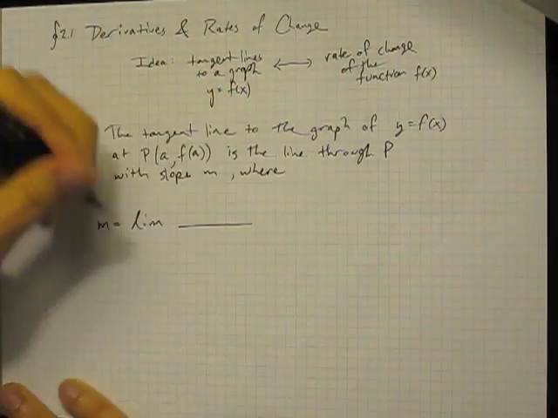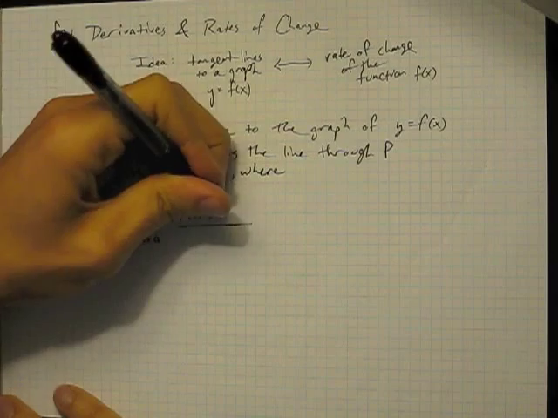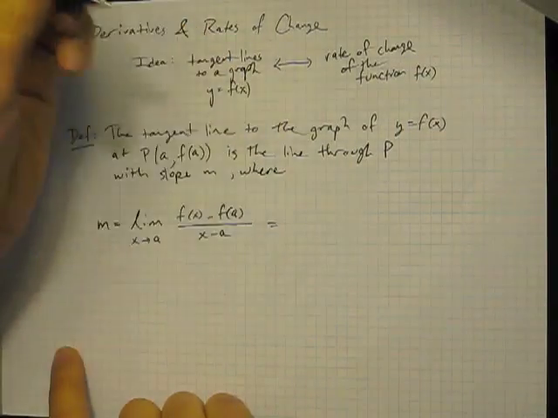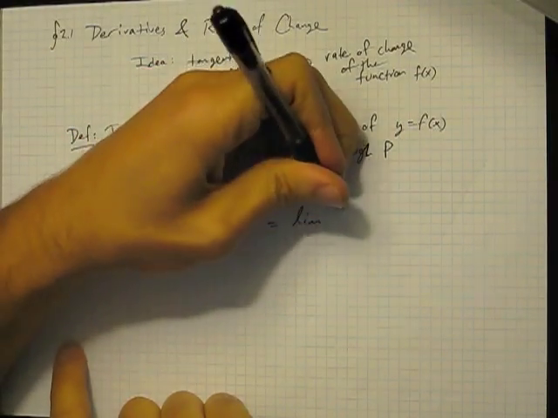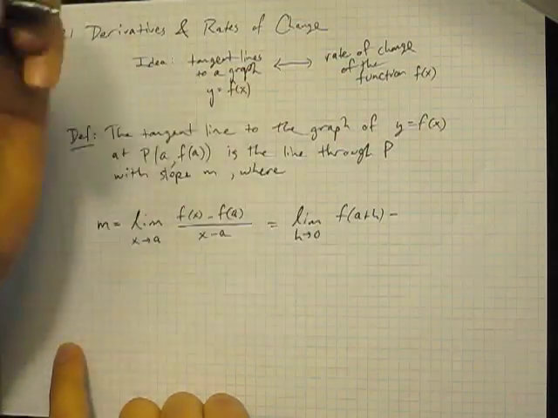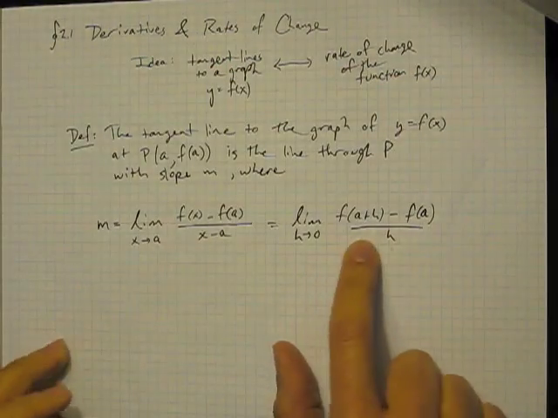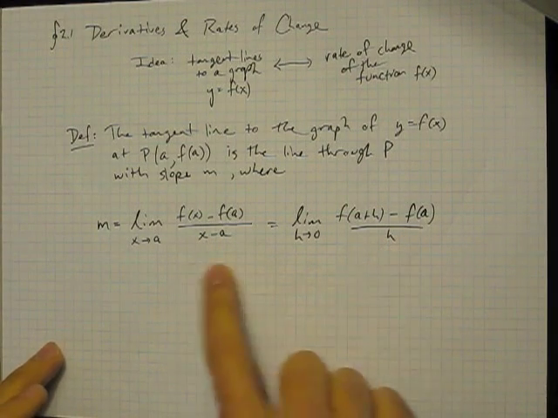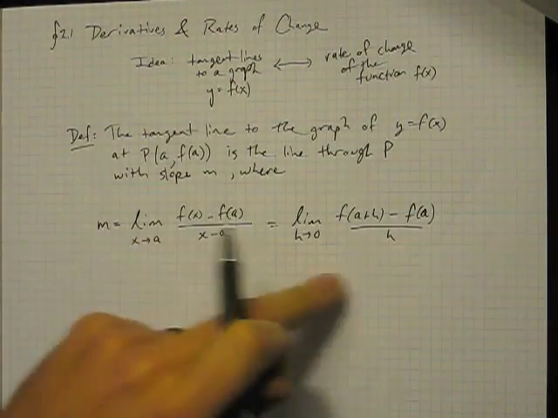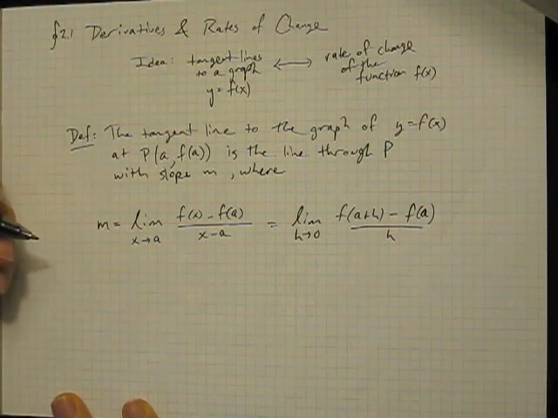It's a limit, we'll say as x goes to a, of the ratio f of x minus f of a over x minus a. That's one way to write it. Equivalently, so these are the same, we could write it in a way that might look a little bit more familiar to our class. We let h be a very small number, and we take the ratio of f of a plus h minus f of a over h. Okay, now these are the same. These are equivalent definitions. Either one of them can be used to calculate this number m, which is the slope of the tangent line to the graph at this point P.